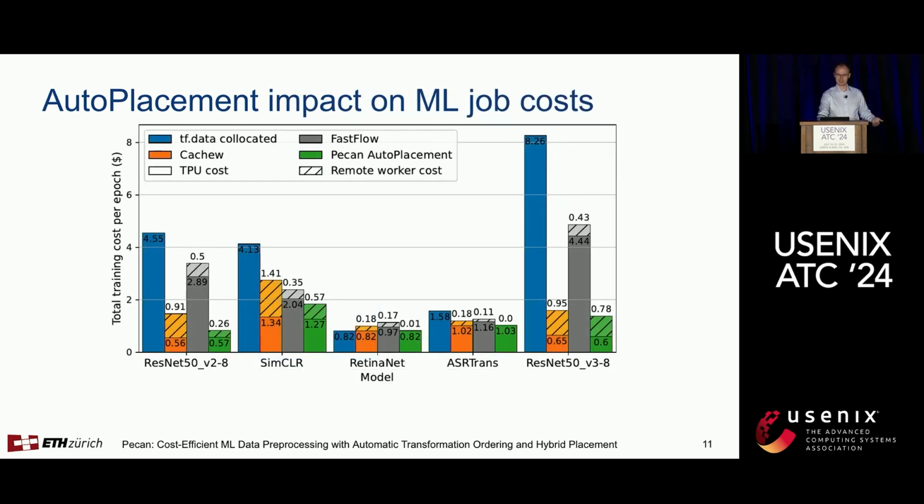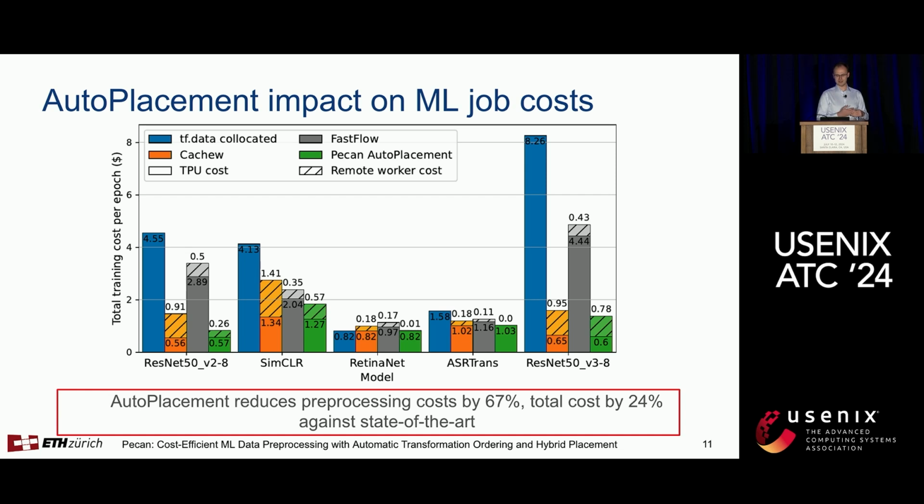So how does this translate into end-to-end cost savings? Well, in this graph, we see once again the collocated and disaggregated setup we saw previously. On top of that, we now also have FastFlow, which is another system which tries to alleviate input pipeline bottlenecks with low cost. And finally, in green, we have our auto placement policy. As you can see, across all these 5 workloads, we successfully reduce the end-to-end cost.